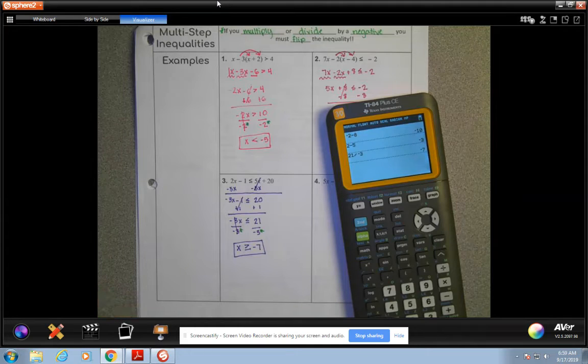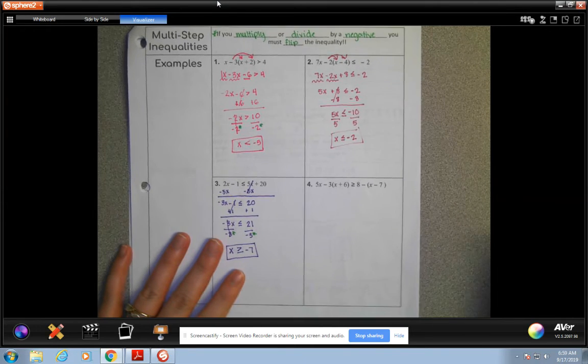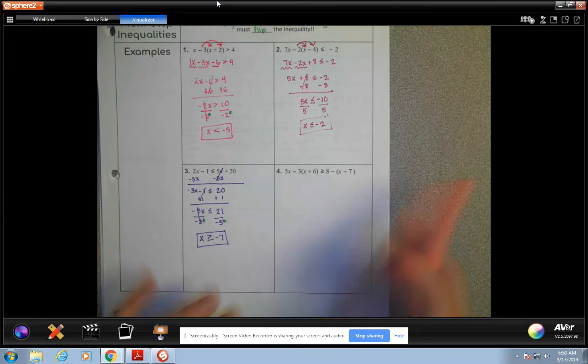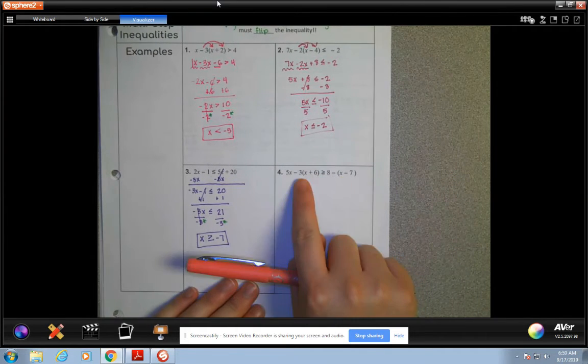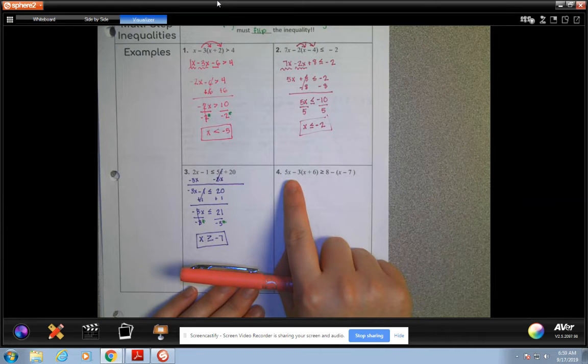All right, one more problem and then we'll be done with notes for today, and then you'll have an assignment. All right, so number 4, now this one has all the steps. It has distribution. If you notice, I see parentheses on both sides of my sign. So we're going to take it nice and slow. We're going to work our problem from the left to the right.